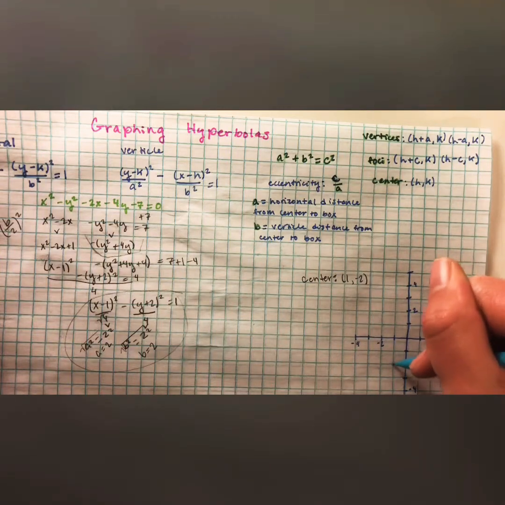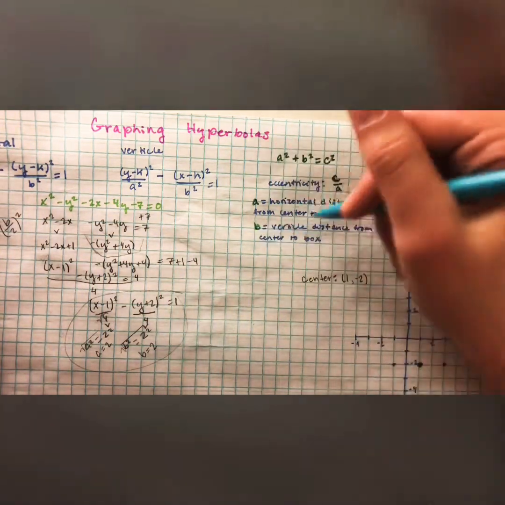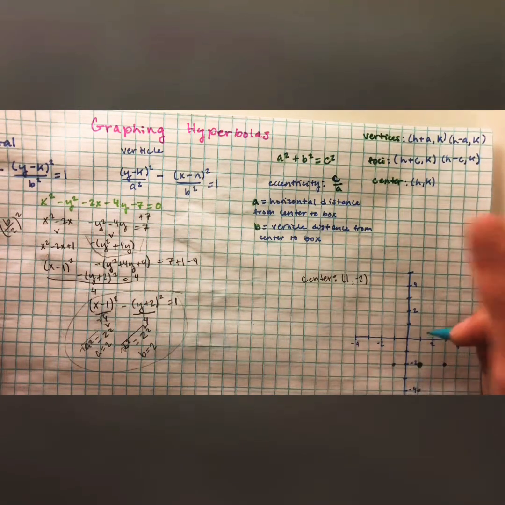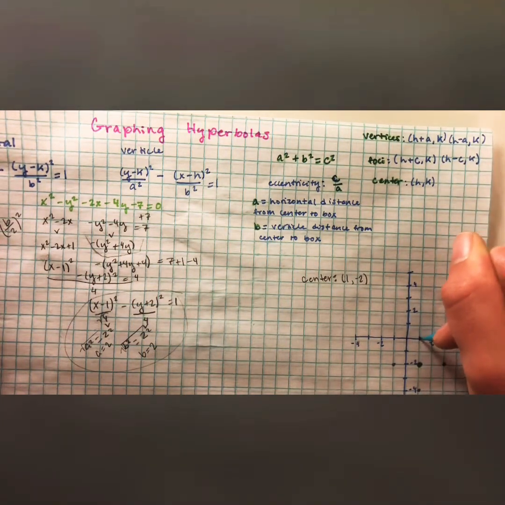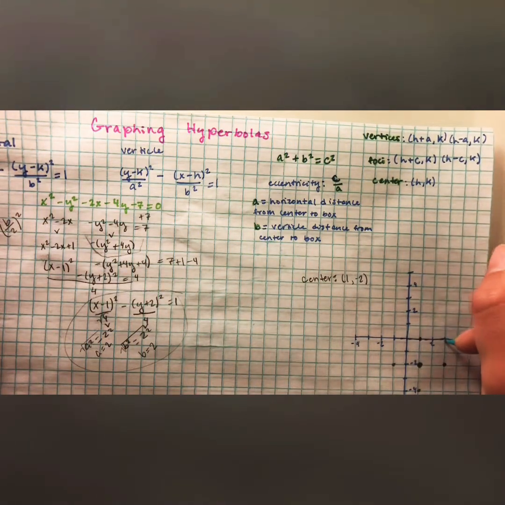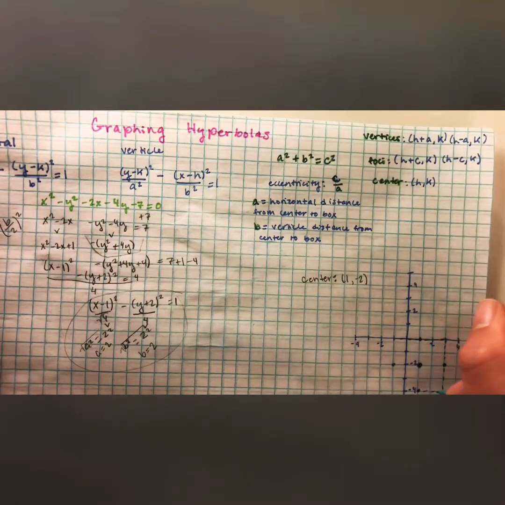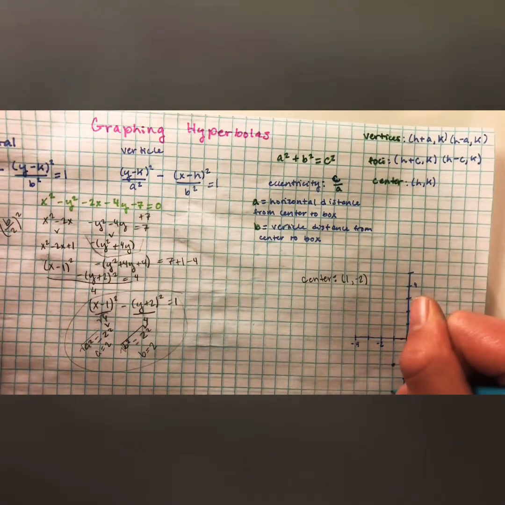We can go left 2 from the center. There's another point. We do the same with B, which just happens to be 2. We can go down 2, there we go, and up 2. And this is our box. So now I can just draw this box with little lines, if that's helpful, so that we can actually see that it's a box and not just some random points.